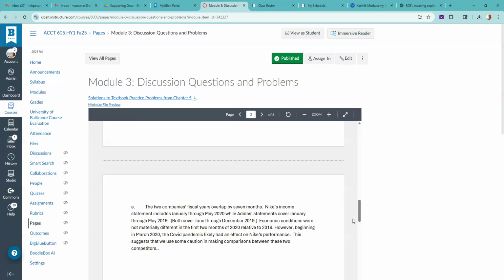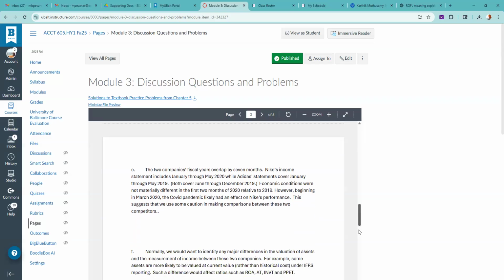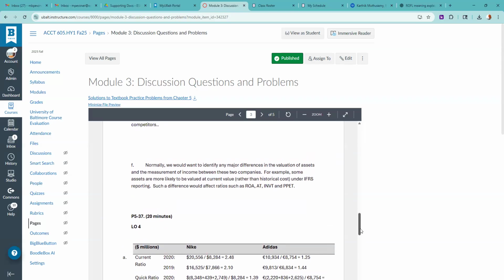COVID affected companies differently. So COVID probably affected Nike more, right? Because it's included in the Nike period, not Adidas. So that's partly why perhaps Nike's performance is not as good. And then finally, last question, it says basically, Nike's financial statements are prepared in accordance with US GAAP, whereas Adidas uses IFRS. What is the difference in the financial reporting standards in comparison for those companies?